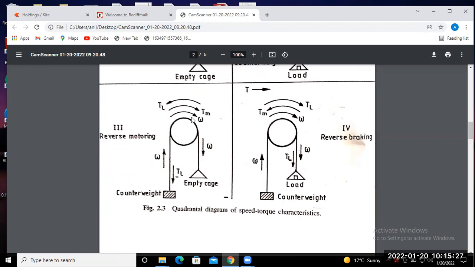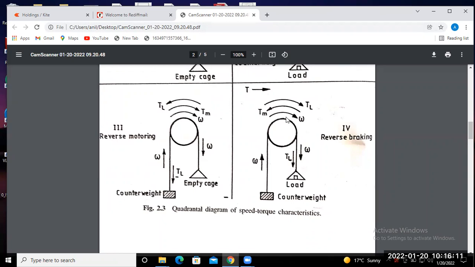Okay, and in the fourth quadrant, we already said that in this quadrant we just develop the electromagnetic torque in the opposite direction of the motion. So the motion is in the same direction, that means speed is negative, because it rotates in the clockwise direction. Now we develop the torque in the motor, that means electromagnetic torque, opposite to this motion. So we can apply the brake on the motor, which is actually running in the reverse direction. We try to develop the electromagnetic torque in the opposite direction of the motion.